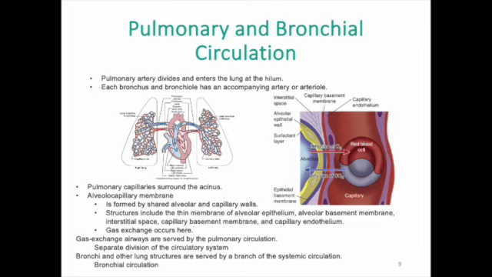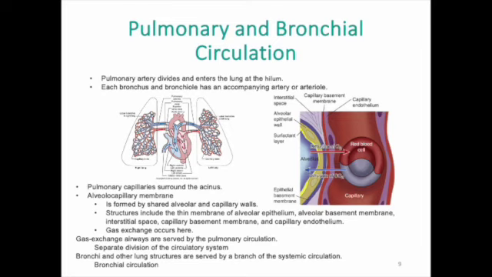The capillary walls consist of an endothelial layer and a thin basement membrane. There's not a lot of separation between the blood in the capillary and the gas in the alveolus, but this is by design. That shared alveolar and capillary wall will be composed of alveolar capillary membranes, and this is how gas exchange is able to occur, through those very thin wall membranes. But if we have any disorder that thickens that membrane, this is going to impair gas exchange from happening.